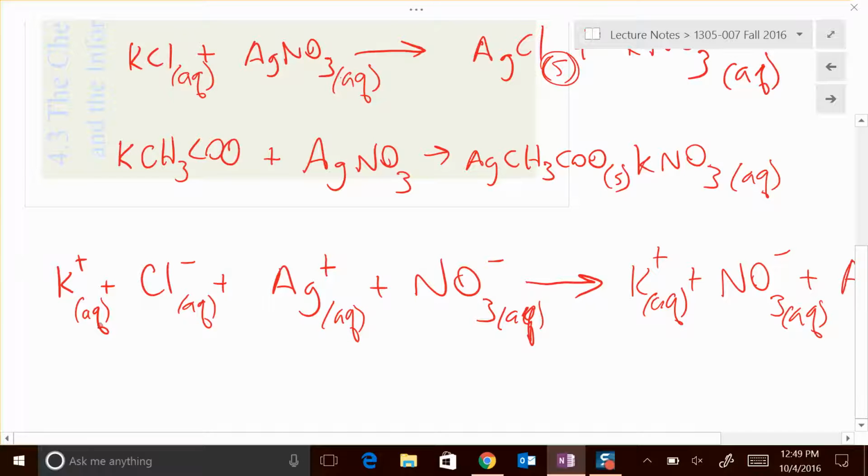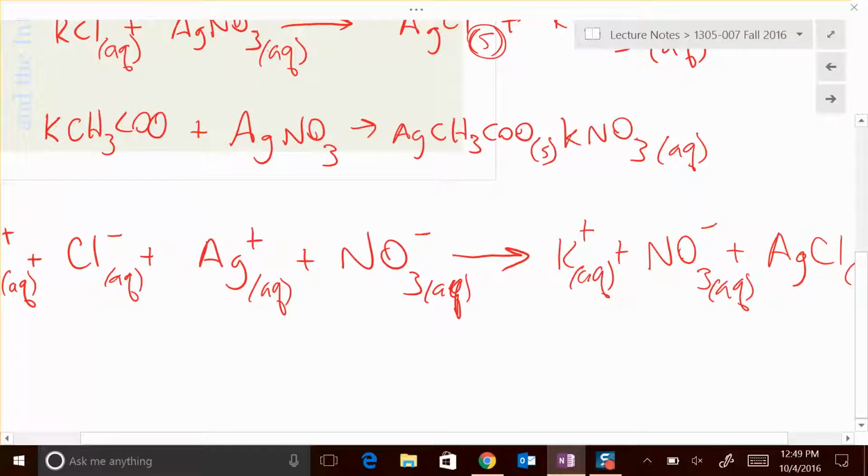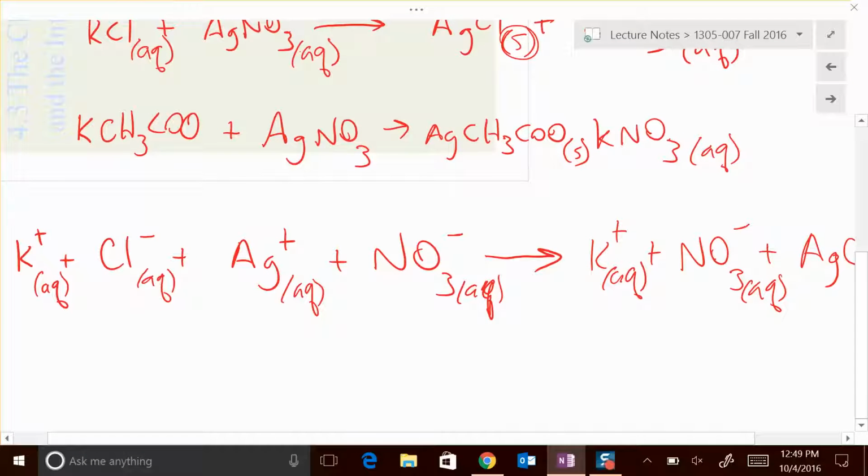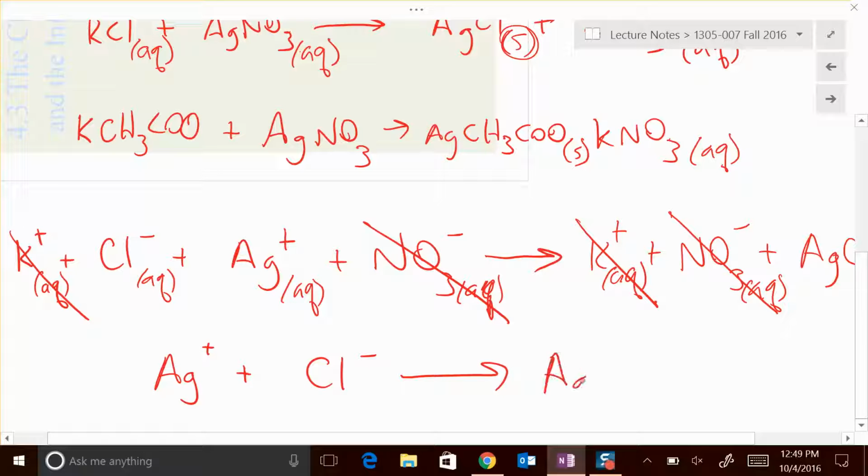So what are the spectator ions of this equation then? What do I eliminate? Potassium nitrate. The potassium is the same on both sides, and the nitrate is the same on both sides. So they are eliminated, leaving me with silver plus Cl minus to produce AgCl. Silver chloride is solid, these are aqueous.